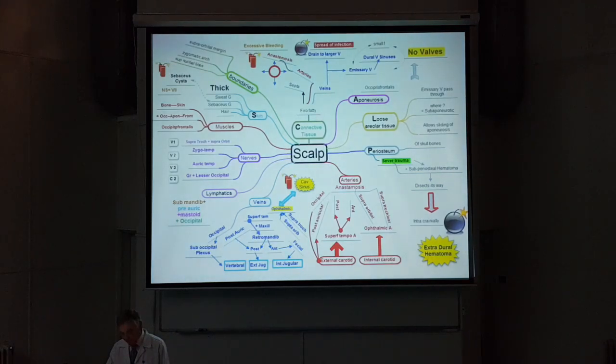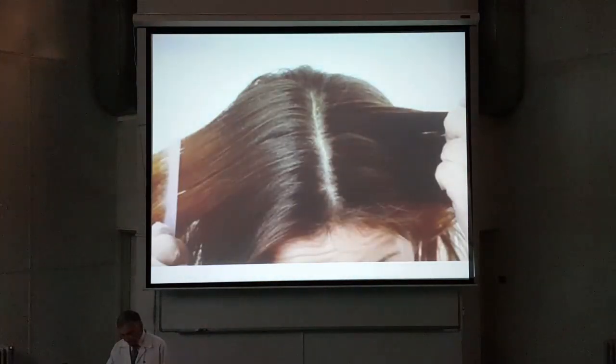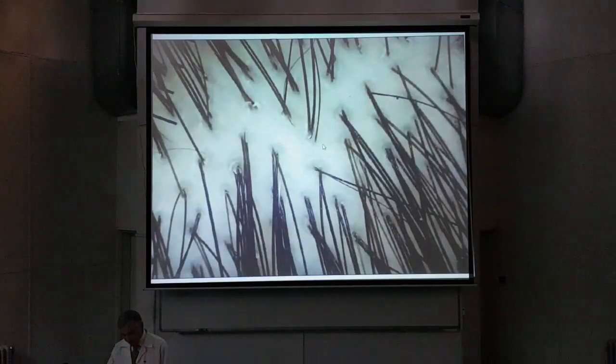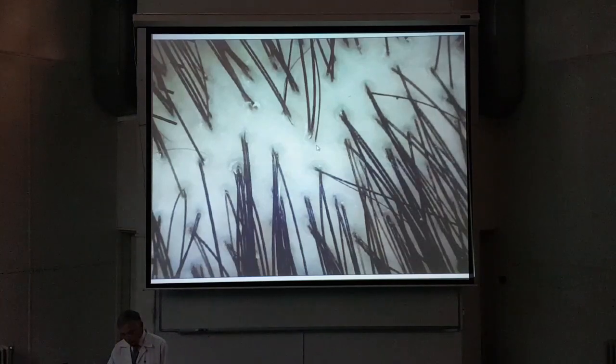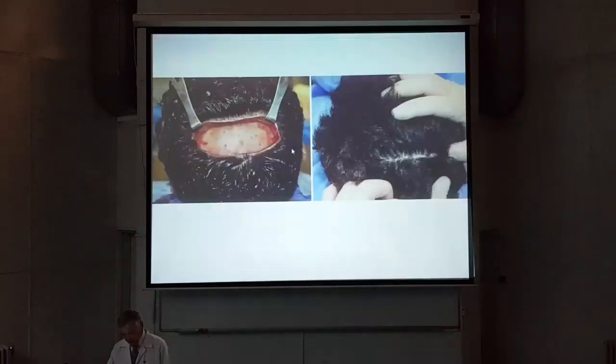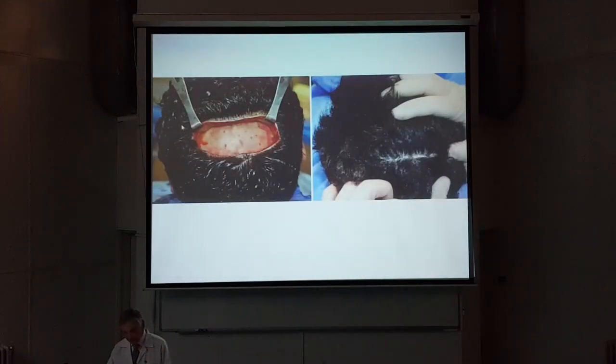I will be leaving you with a mind map of the scalp on the e-learning. This is normal hair and what looks normal scalp. Closer look at the roots of the hair and the scalp. This is a healthy scalp. This is a wound in the scalp. The scalp wounds are a problem if it's more than 10 centimeters. The patient should be admitted to hospital.